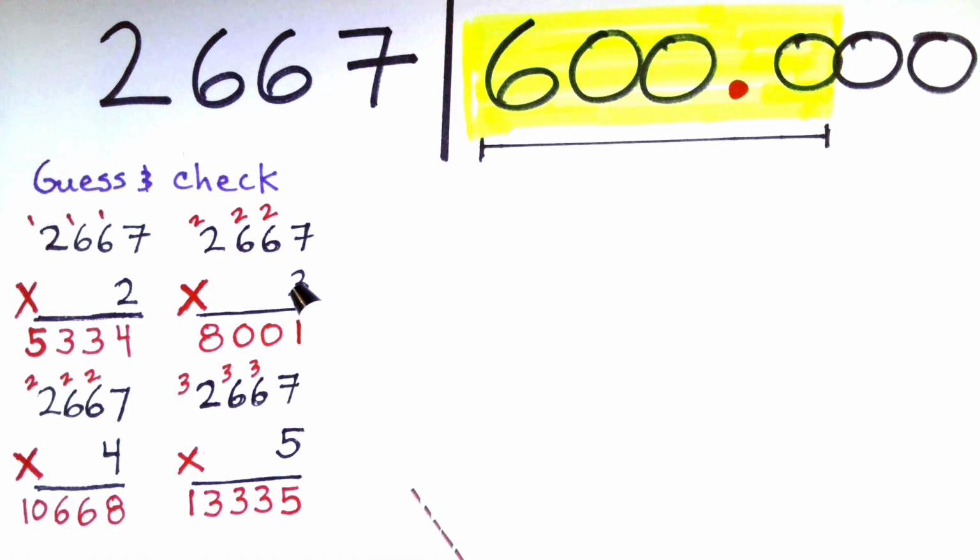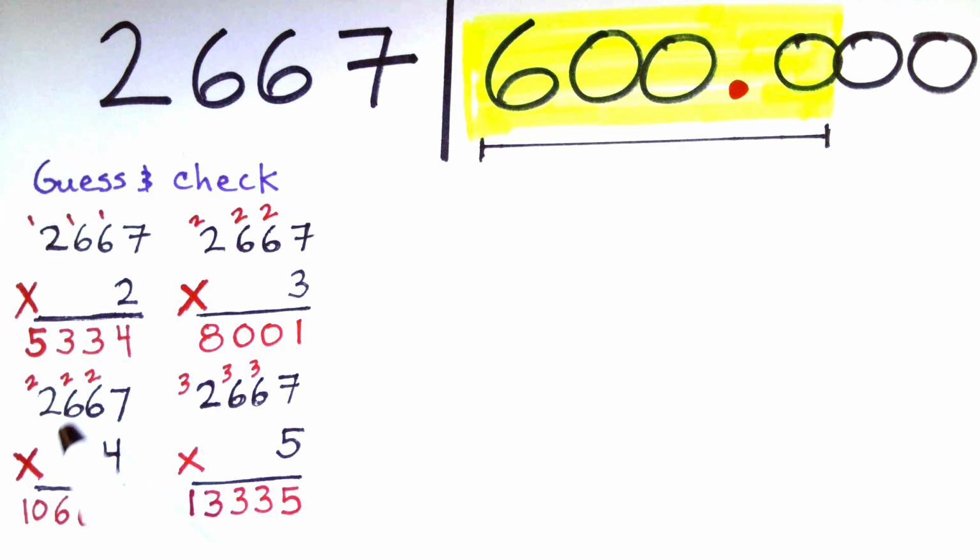I'll carry the 2. 3 times 6 is 18. 19, 20, after you add the 2. I'll put the 0. I'll carry the 2. 3 times 2 is 6. Plus 2 more is 8. So when I multiply times 3, I get a product of 8,001.